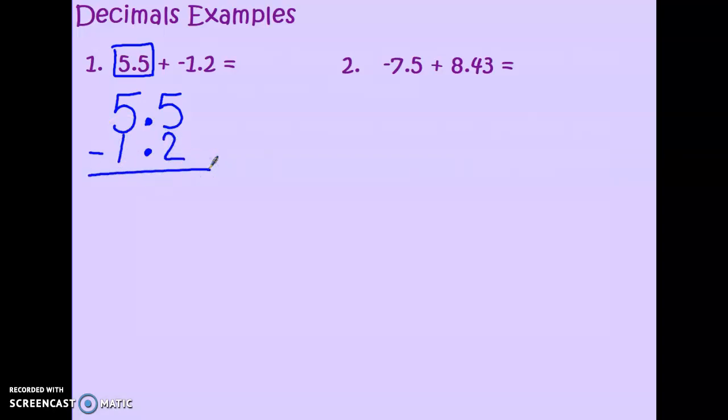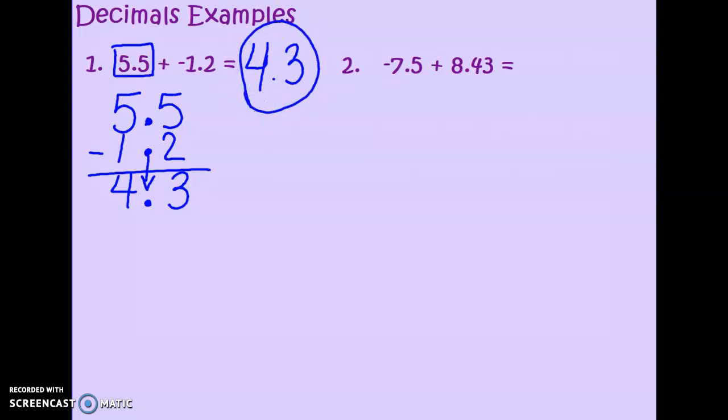Okay. And now I just followed my rule. My rule tells me I have to subtract these two numbers since I have different signs. So 5 subtract 2 is 3. 5 minus 1 is 4. And then I just bring my decimal straight down. Since 5.5 is positive, my answer is positive because that is our bigger number. So my answer for this is 4.3.